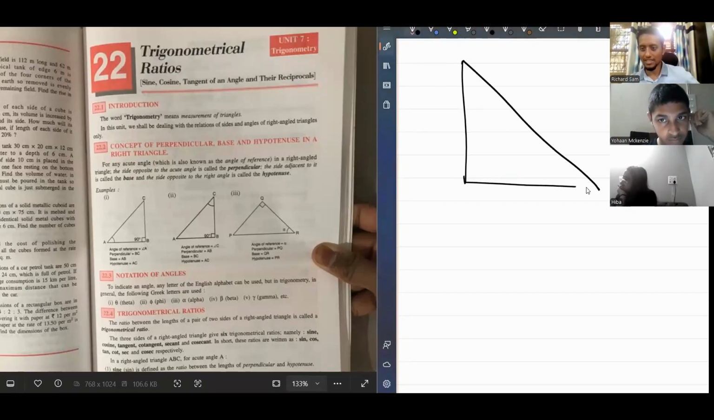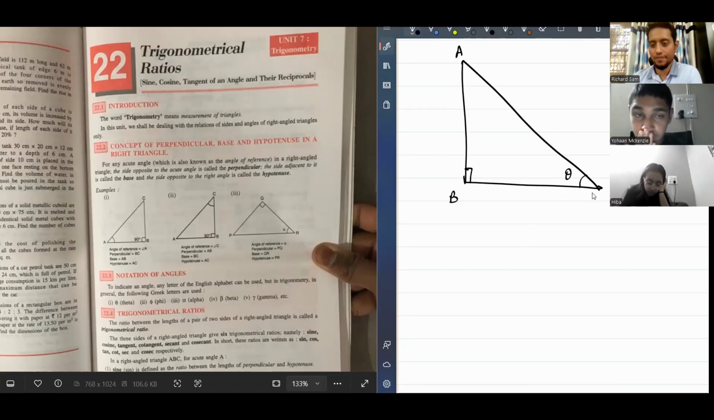Now, what type of triangle is this? This is a right angle triangle. That means there's a 90-degree angle, and you have three sides. Other than the 90-degree angle, you have two angles. We won't be looking at both the angles, but any one of them. Say we are looking at this angle here, we'll call that angle theta. We'll name this triangle ABC. So angle C is theta.